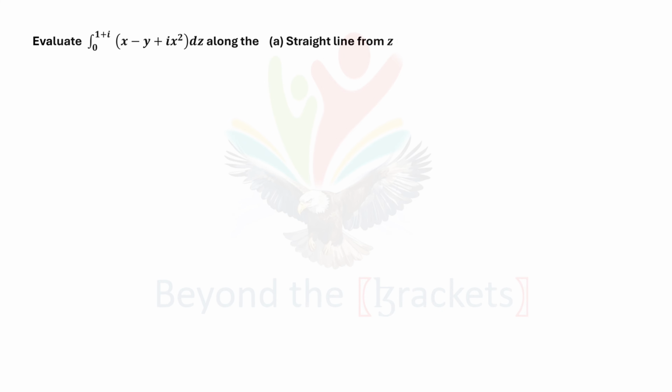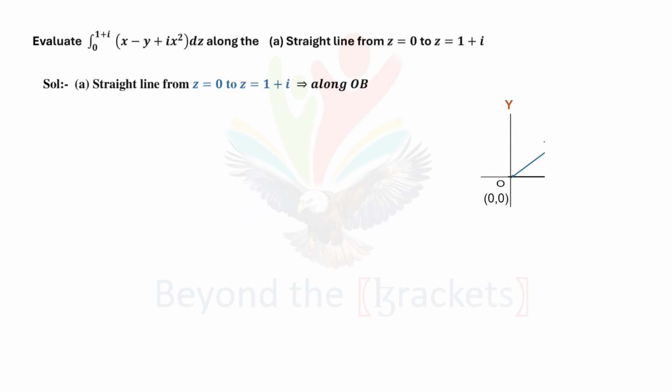Here comes the next question. Before solving, let us understand the path geometrically. It is a straight line from z is equal to 0, that is the origin x is equal to 0 and y is equal to 0, to z is equal to 1 plus i, that is the point B where x is 1 and y is 1.